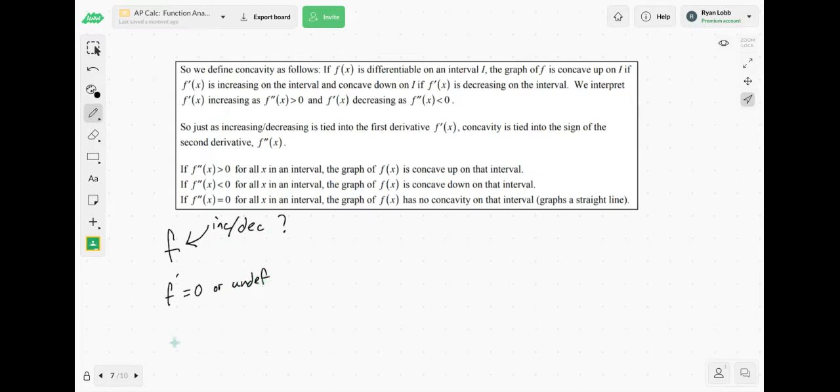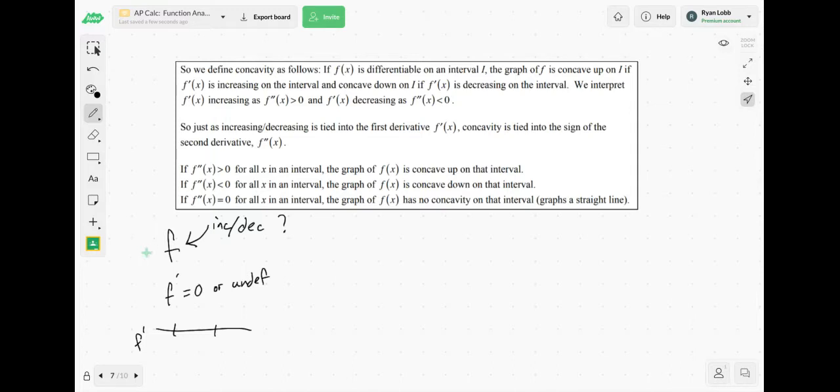And then do little test intervals. Set up our little number line, little test intervals to then determine the sign of f prime, because wherever f prime is positive, and again, f prime is just the derivative of f, that means this function f would be increasing. Wherever the derivative f prime is negative, this function f is decreasing.